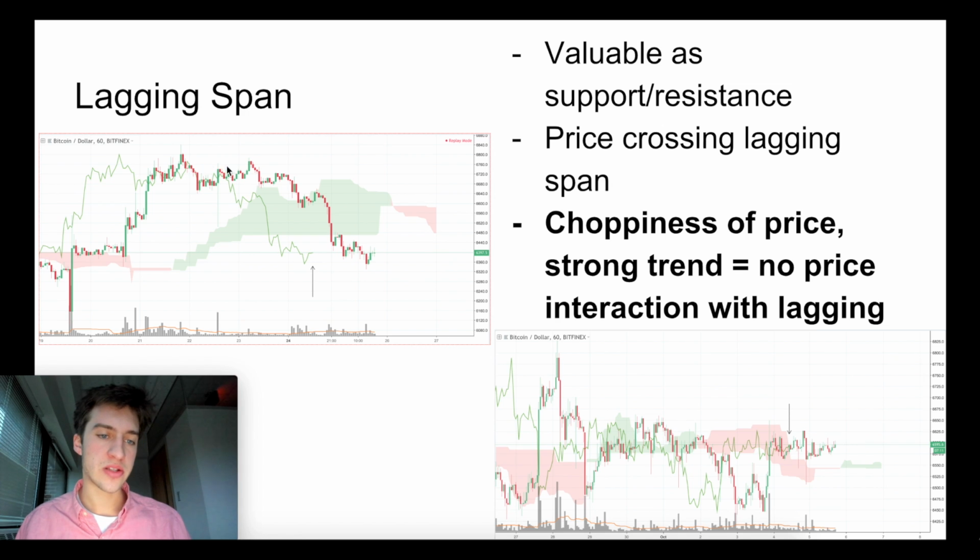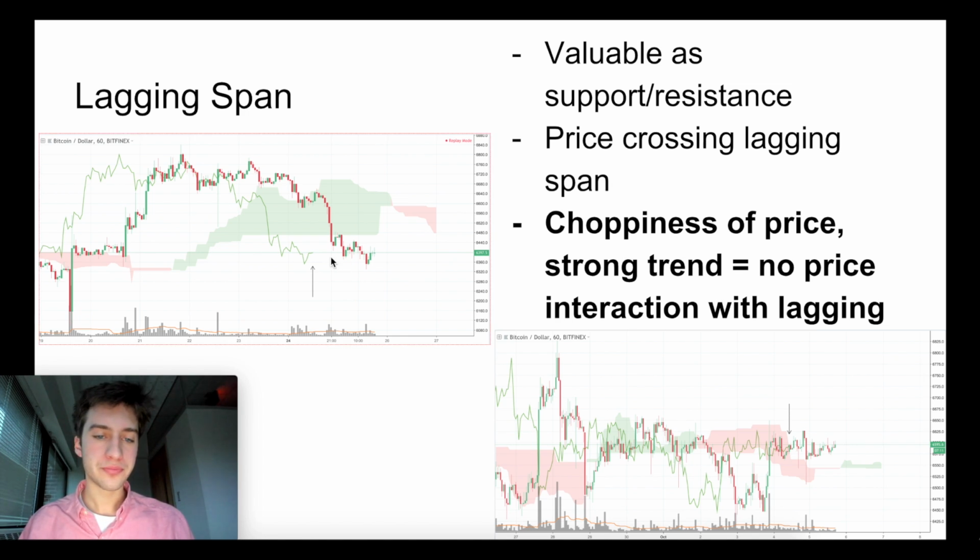So when price crosses the lagging span, the way that I found it really most helpful, if helpful at all, is the lagging span can show you how choppy price is. So this isn't really so much looking at volatility. This isn't really so much looking at price consolidating. But price choppiness is something a little bit different. And when we get a large amount of price interaction with the lagging span, we know that price is very choppy. But when we get price just not touching the lagging span at all, we know that price is not that choppy.